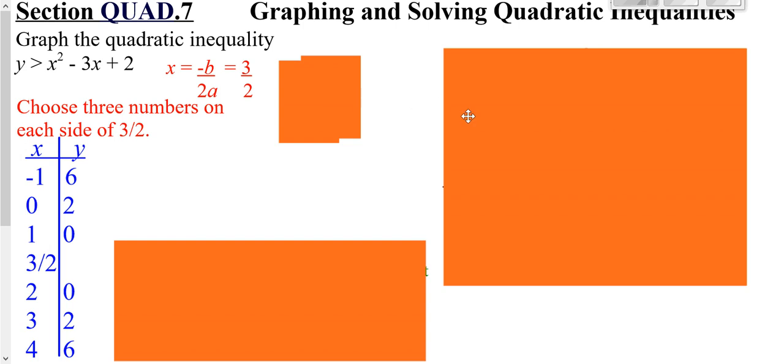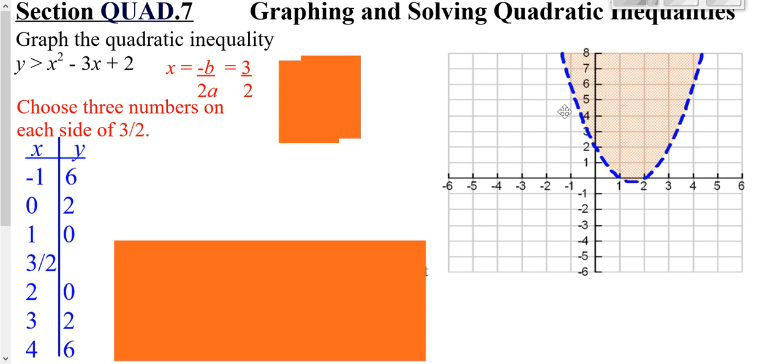Now I want to plot those points. I also have the shading down here, and we'll talk about that in just a bit. Notice it's only a greater than, not a greater than or equal to, so that means a dotted curve. If it's a greater than or less than without the equal to, it's dotted. If it's a greater than or equal to or less than or equal to, then it's a solid curve.